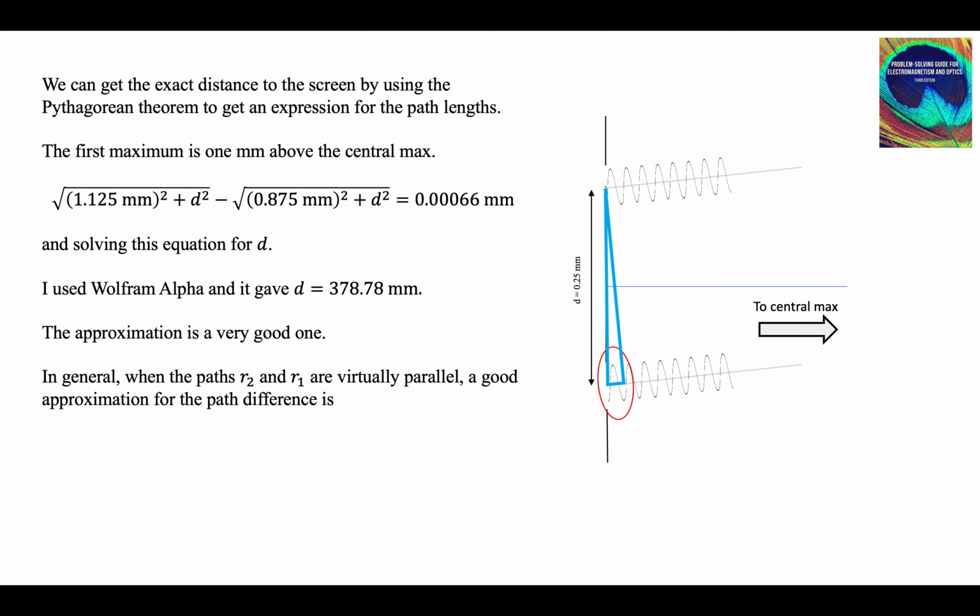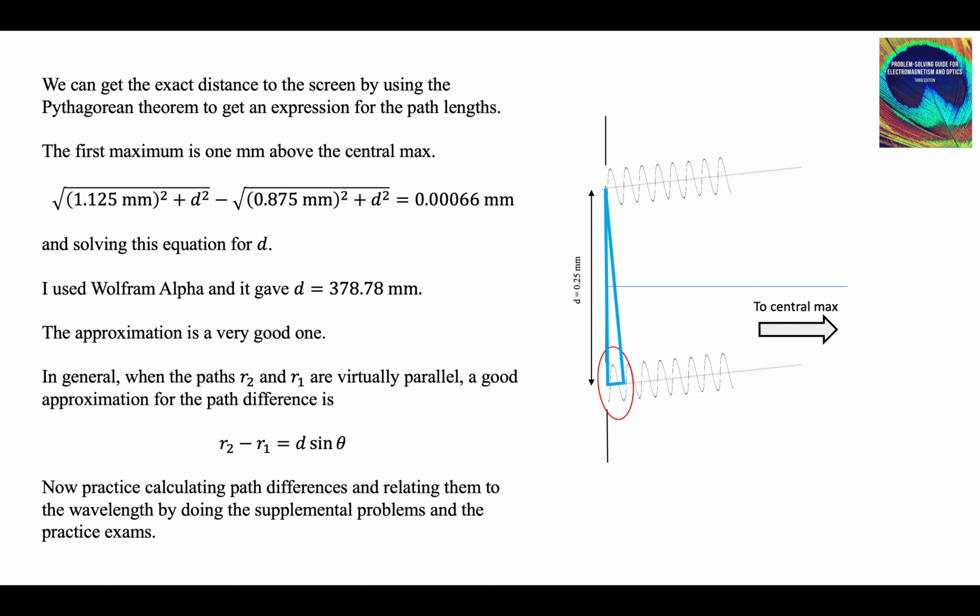So in general, when the paths R2 and R1 are virtually parallel, a good approximation is d sine theta. So there's the d, and there's the angle. So d sine theta is the path difference. Sometimes we ask for the path difference, sometimes we give you the path difference, ask for the distance to the screen, whatever. There's one unknown.